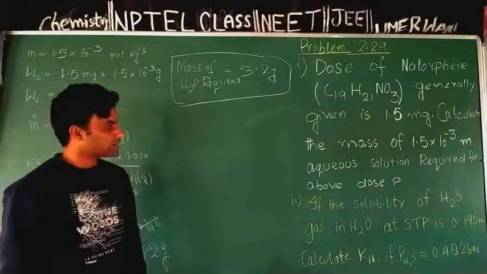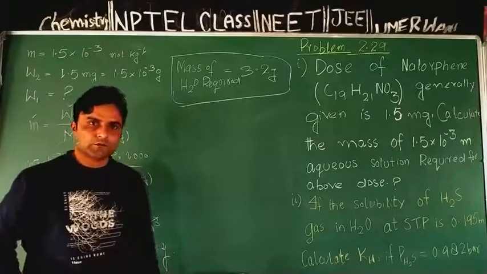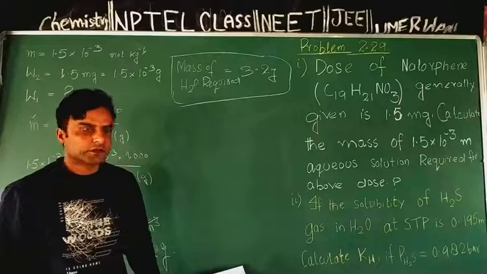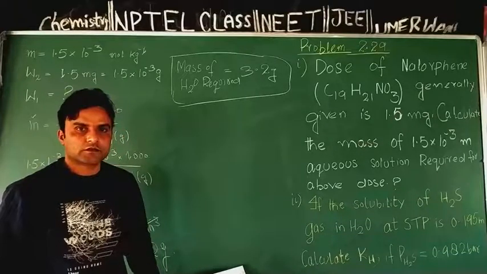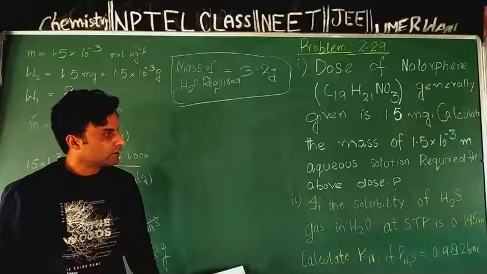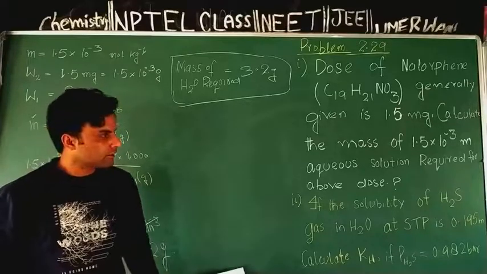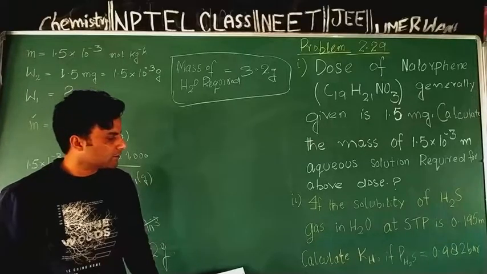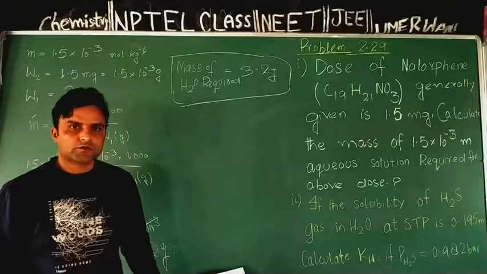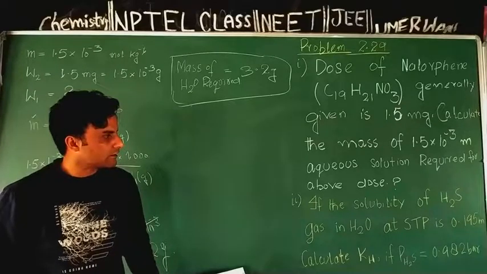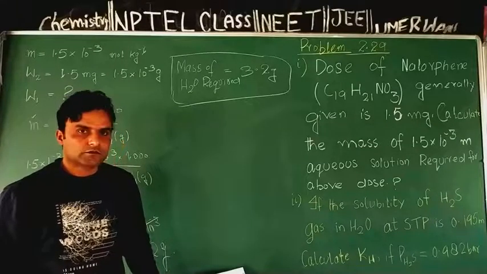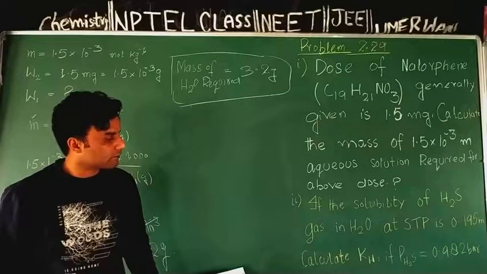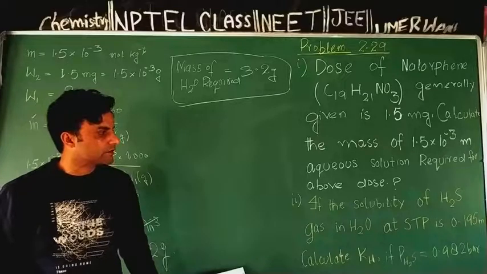Now coming to part second, let me make you understand part second. Solubility of hydrogen sulfide gas in water at STP is given, but expressed in terms of molality. This problem is also based on molality, and how much? 0.195 molar. Now we have to calculate the Henry constant of hydrogen sulfide gas at standard temperature, if the partial pressure of hydrogen sulfide is 0.982 bar.